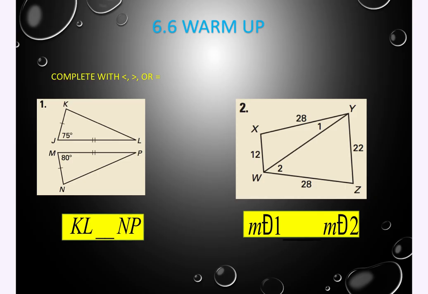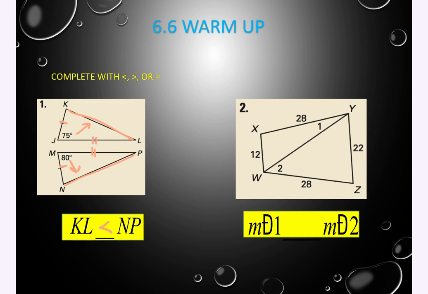All right, in 6.6, you're dealing with the hinge theorem and the hinge theorem converse. Number 1 shows that this side is equal to this side, this to this, and it wants to know if KL is less than or greater than or equal to KP. Since KL is opposite 75 and KP is opposite 80, KL would be less than KP.